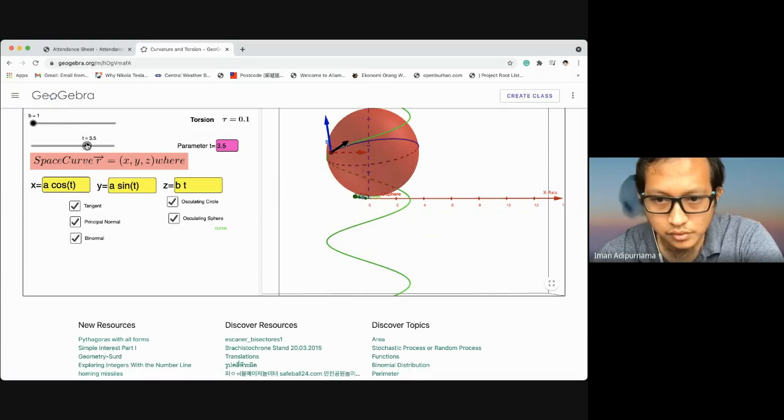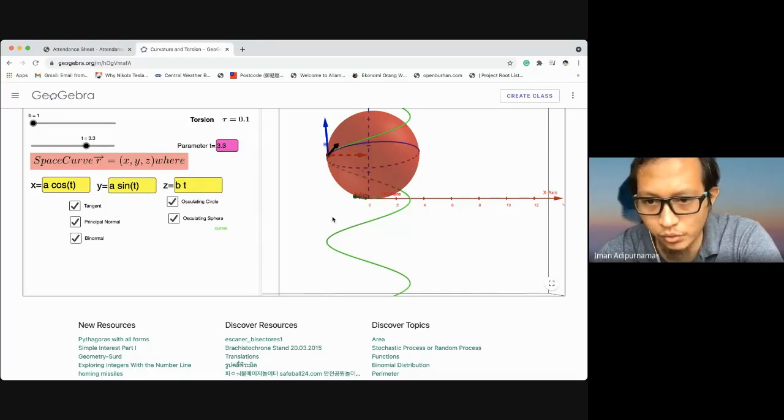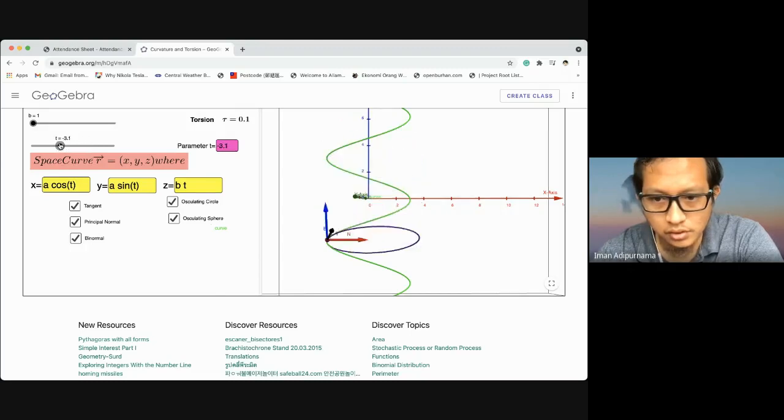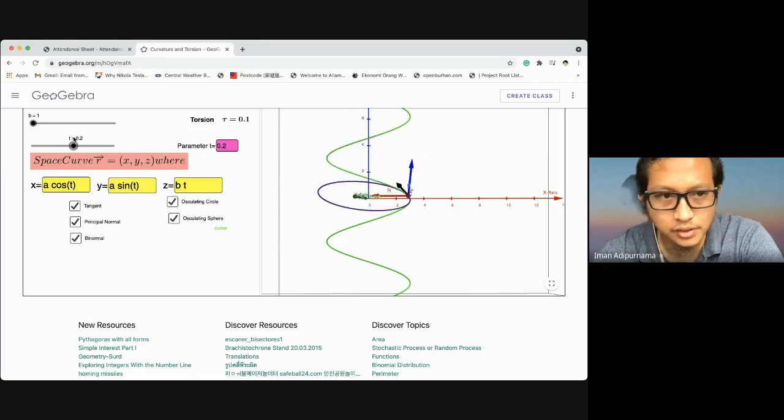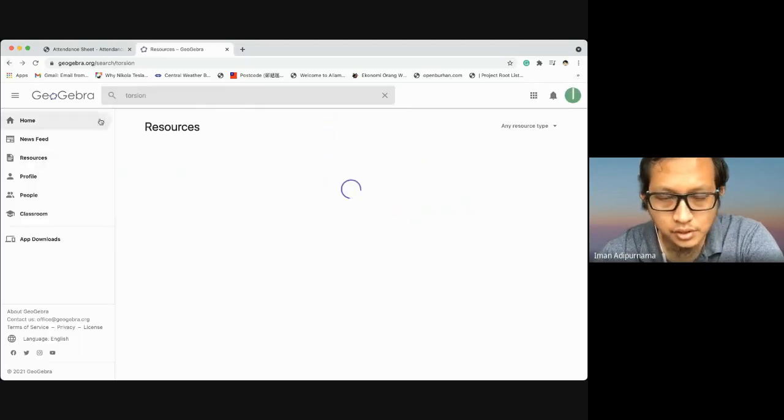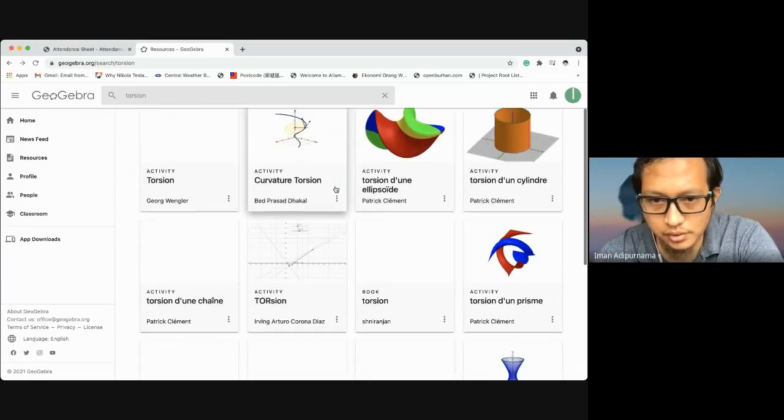So you can also change the formula here, the cos and sine. You can change, and it will create another graph, and you will see here the torsion is 0.1, so all will be the same because it's a helix. I'll show you another part.